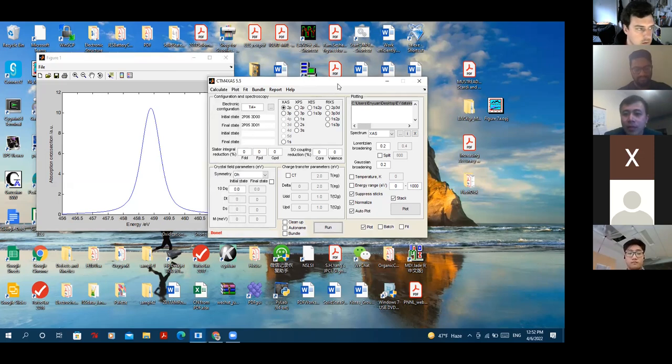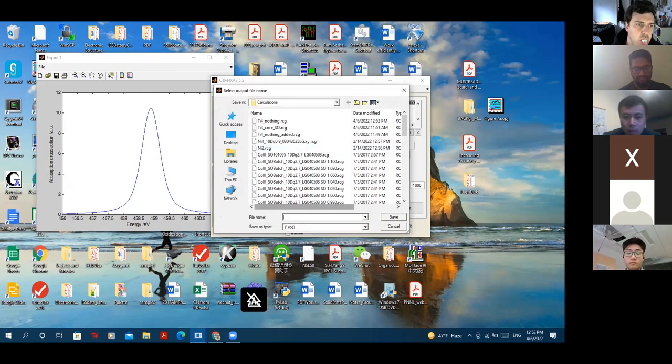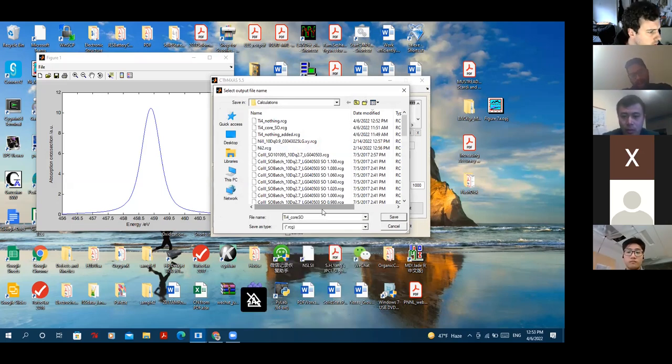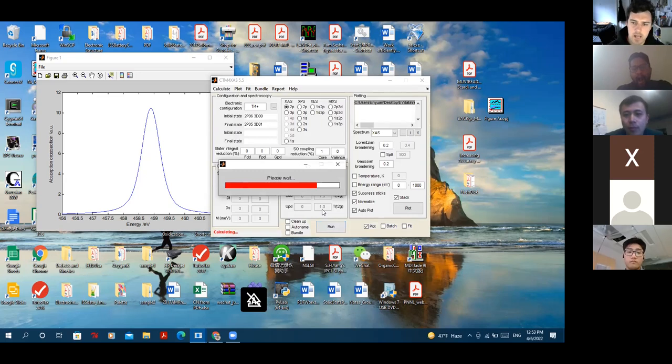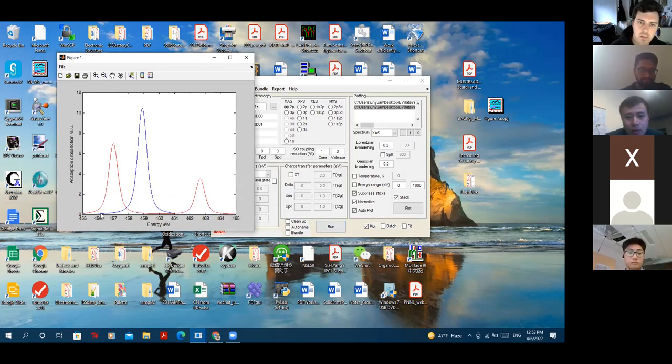Now let's consider the spin orbital coupling, but consider first the core electrons. Let's put 1, so we'll consider the full coupling. Let's run again. Titanium 4 core SO coupling. Now you see we seem to have 2 peaks. After considering the spin orbital coupling of the core, we have 2 peaks.